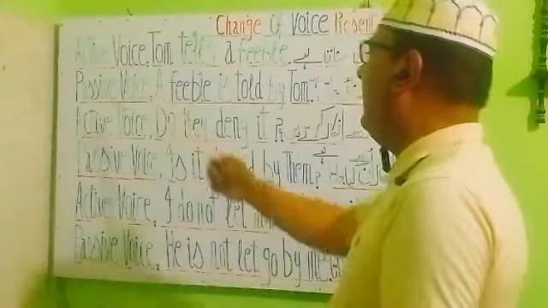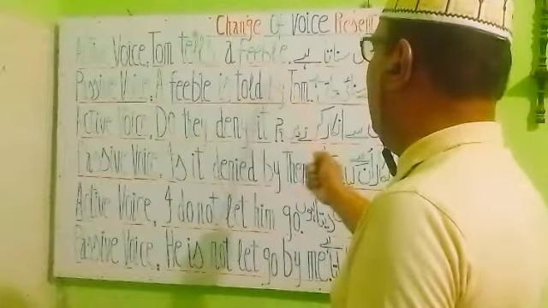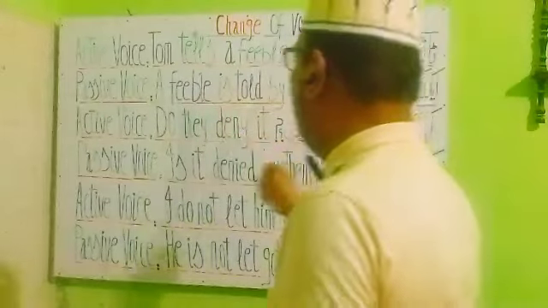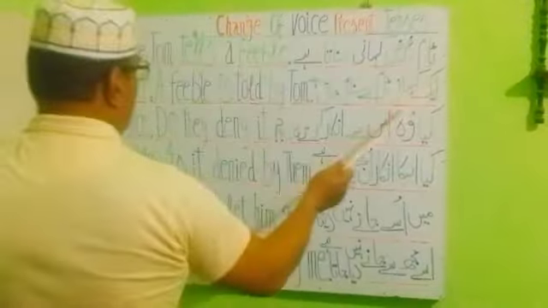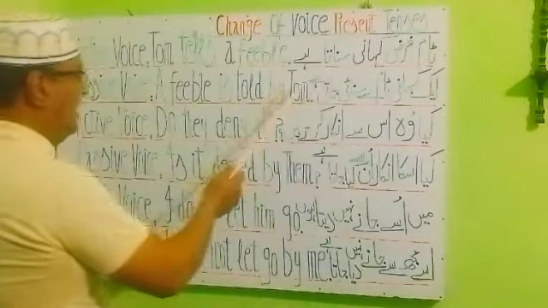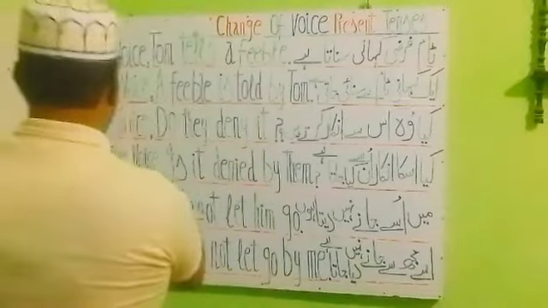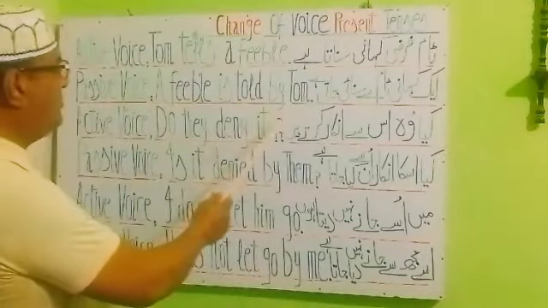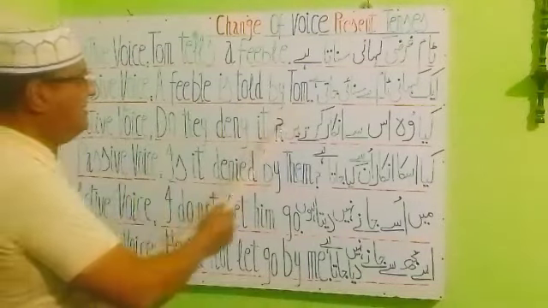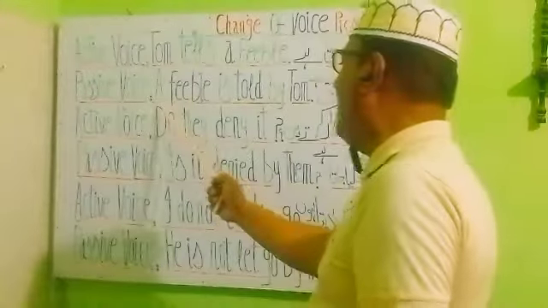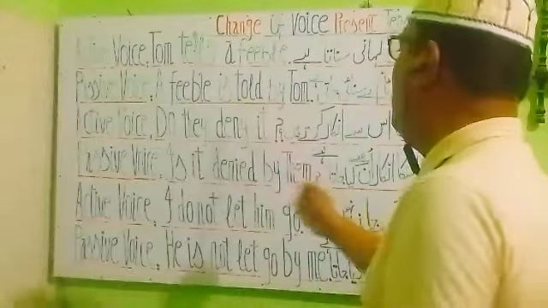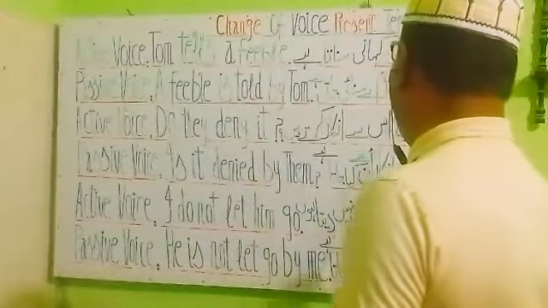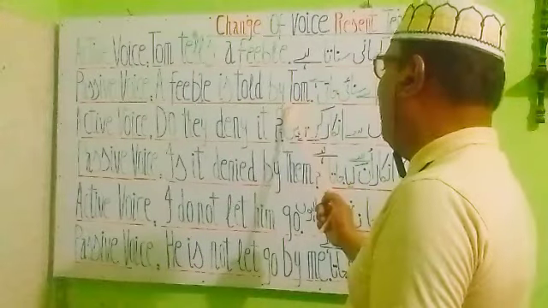First one, you see: Tom tells a fable. Tom एक कहानी सुनाता है. Now you see its change in passive: A fable is told by Tom. एक कहानी टॉम से सुनाई जाती है.